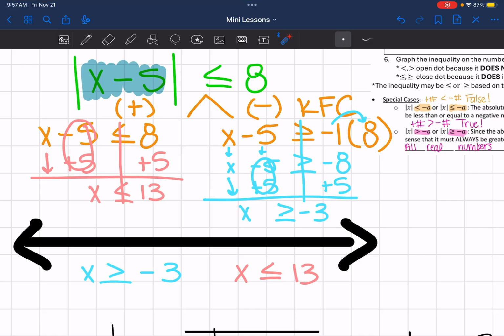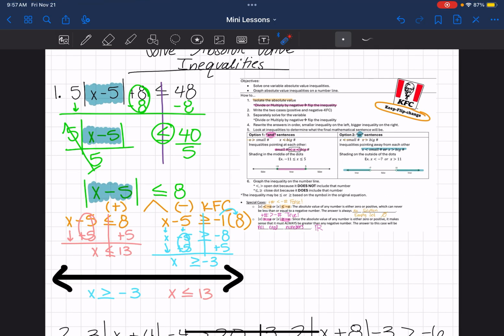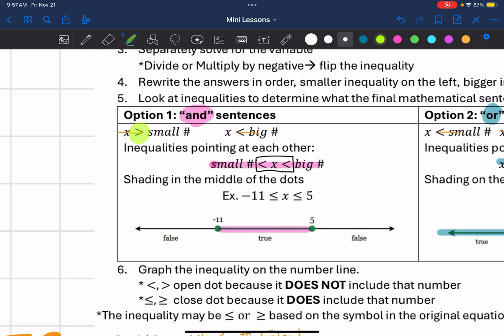Once I have them in order, I'm going to zoom back out now. This is where we are going to look for what case we're dealing with. So if our inequality symbols are essentially facing each other, sorry, let me use a lighter color. If our inequalities are facing each other, like so, then this is what I call an and sentence. And when I say an and sentence, it's because it's one continuous shading in the middle of the graph, and it will become one sentence for our final answer.